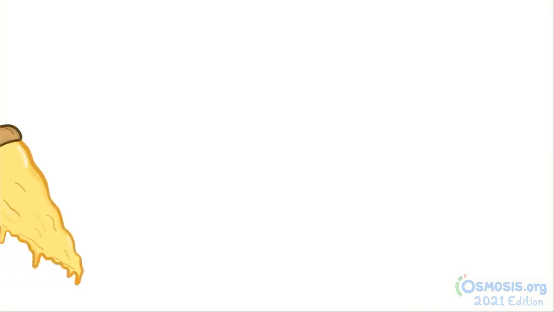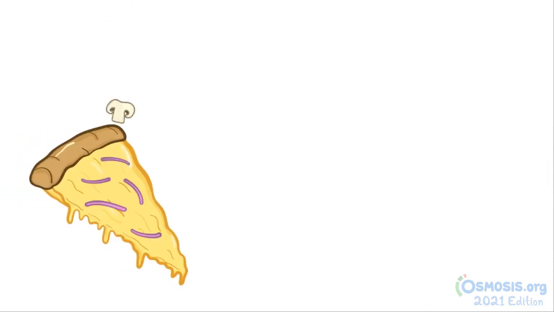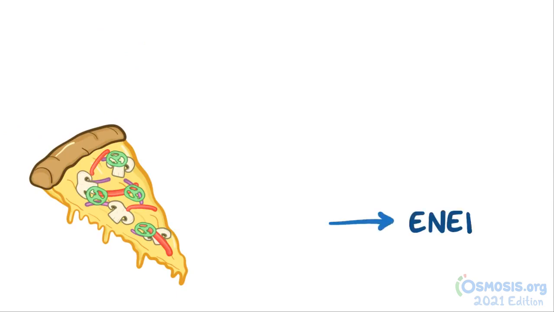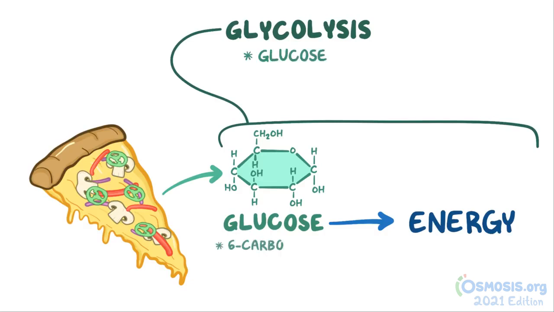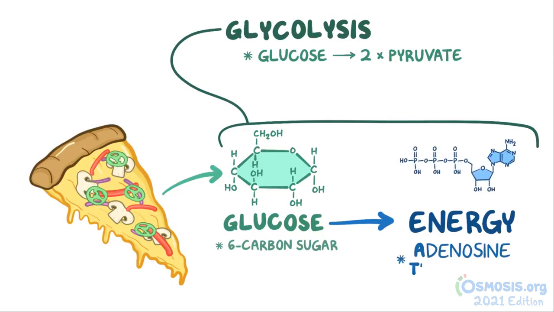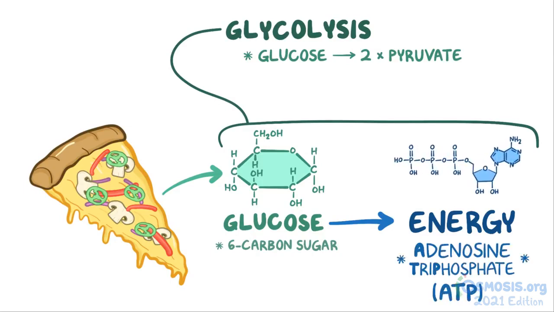Let's say that you just ate a big slice of pizza with onions, mushrooms, bell peppers, and jalapenos. To pull energy out of the glucose in that pizza, or really any food, requires glycolysis. Glycolysis is a series of enzymatic reactions in which glucose, a 6-carbon sugar molecule, is broken down into two 3-carbon pyruvate molecules. And as glucose gets processed, energy is produced in the form of adenosine triphosphate, or ATP.